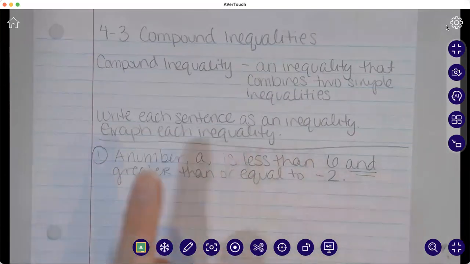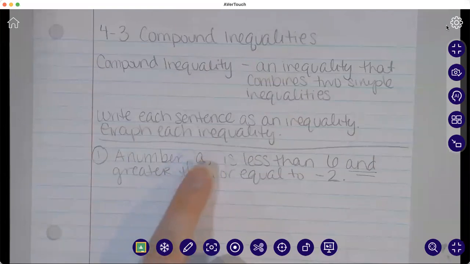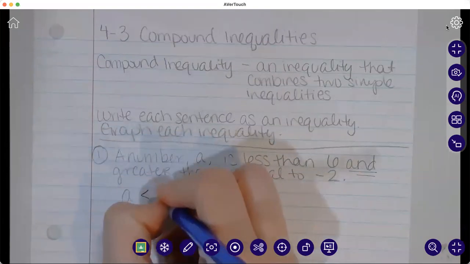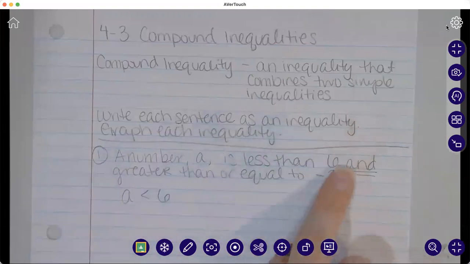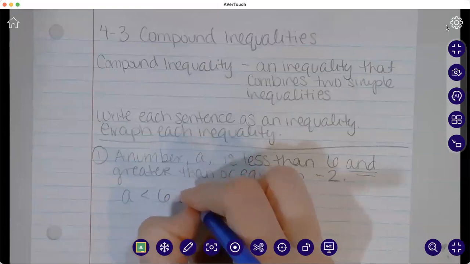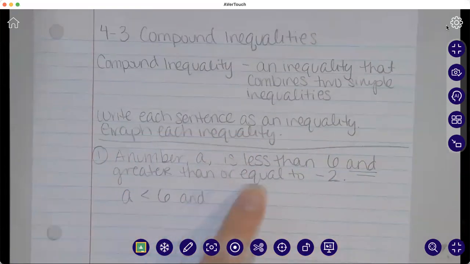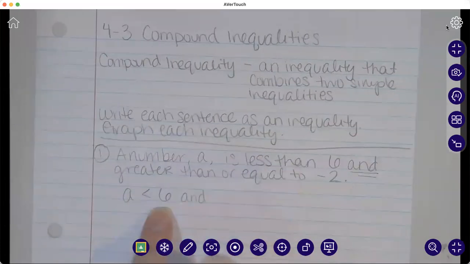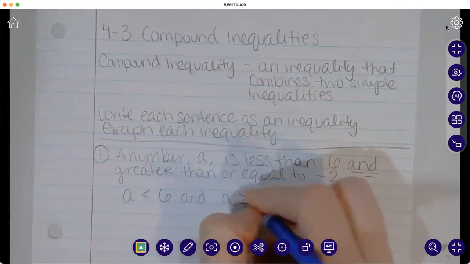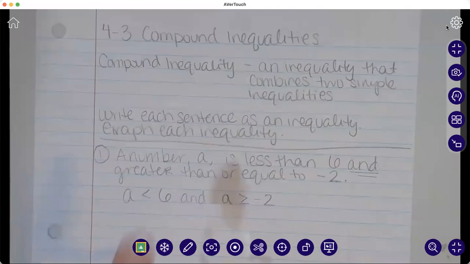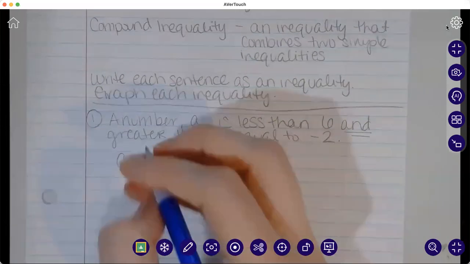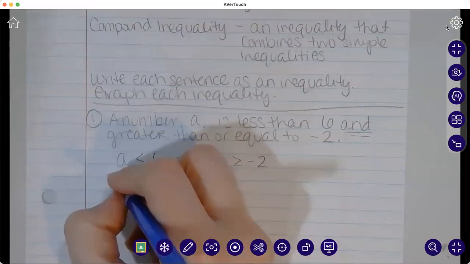So let's break it apart. First we have the number, or letter A in this case, is less than 6. So A is less than 6. But it also says and greater than or equal to -2. So A is less than 6, but A is also greater than or equal to -2. So two different things are happening at the same time. Let's see what happens when we graph those together.